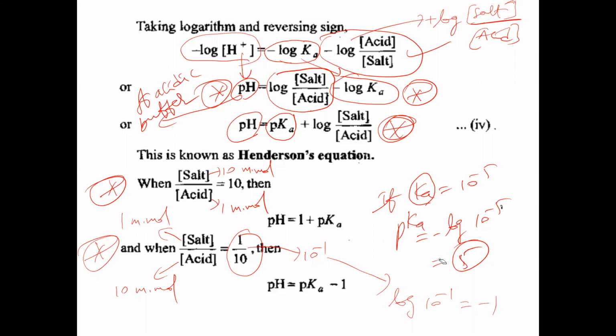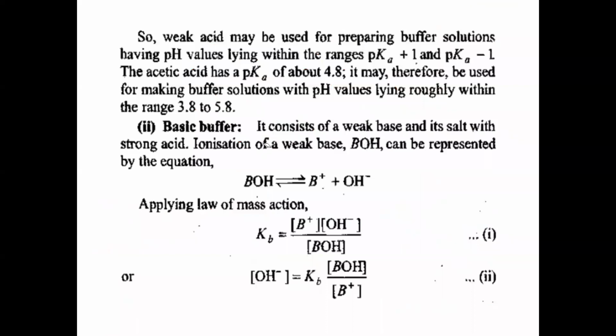So it's about the buffer action, the acidic buffer calculation of pH value. A weak acid, HA, may be used for preparing buffer solutions having pH values lying within the range pKa minus 1 and pKa plus 1.